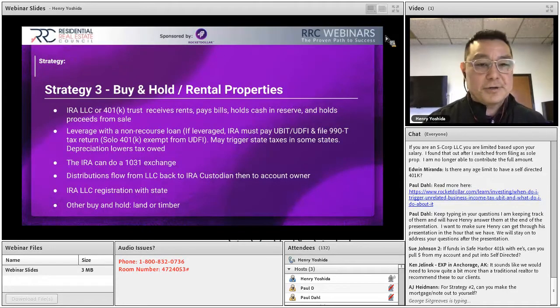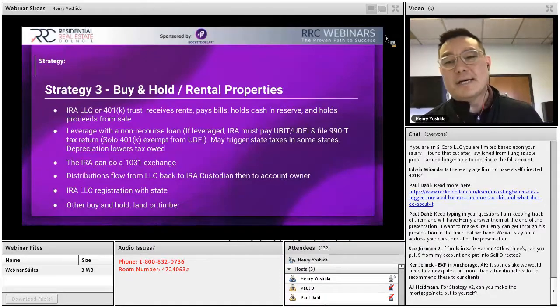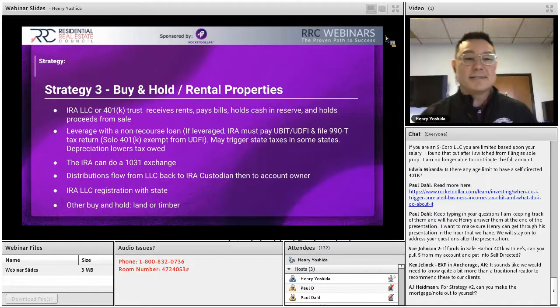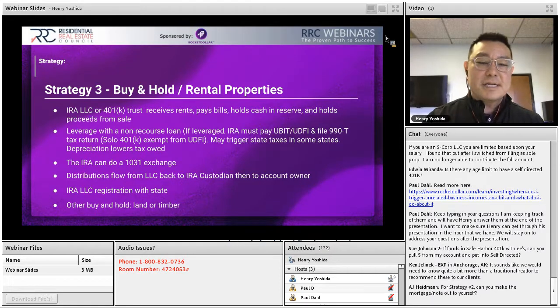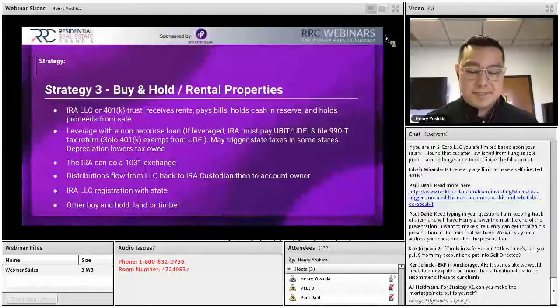I mentioned earlier that you could leverage with a non-recourse loan, and this went back into that somewhat busy slide there that I put in more as a reference. That if you leverage, then you have to keep track in an IRA of proportionality for UBIT, UDFI, and file a 990T. If you do it inside of a solo 401k, then this proportionality tracking is basically, for the most part, rendered null. Again, it may still trigger some state taxes, so that's different. Here in Texas, we don't have a state income tax, so that could be different depending on where people are chiming in from on this particular call.